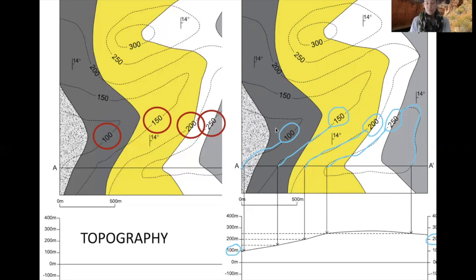So I've drawn in blue here where the 100 intersects, where the 150 intersects, etc., and plotted those elevations on my cross-section line below. So my lowest elevation in this map area is 100 meters. It's on this topographic line that I want to relate my underground information from these dip angles. So let's look at that next.